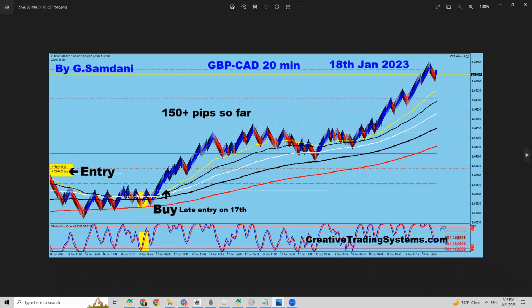Here, pound cat from here, the entry. See this entry late, a little bit late. So I had few late entries last week. But it still came out with 150 pip, even the late entry, right? It was like 20, 25 pip late, no big deal.